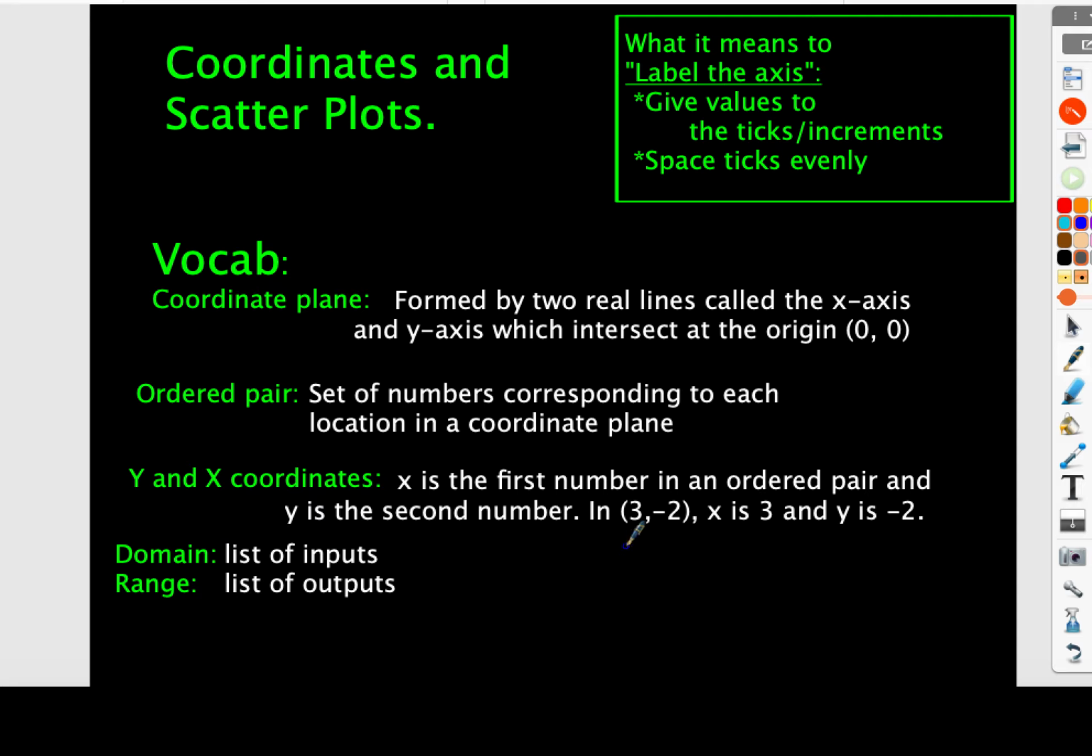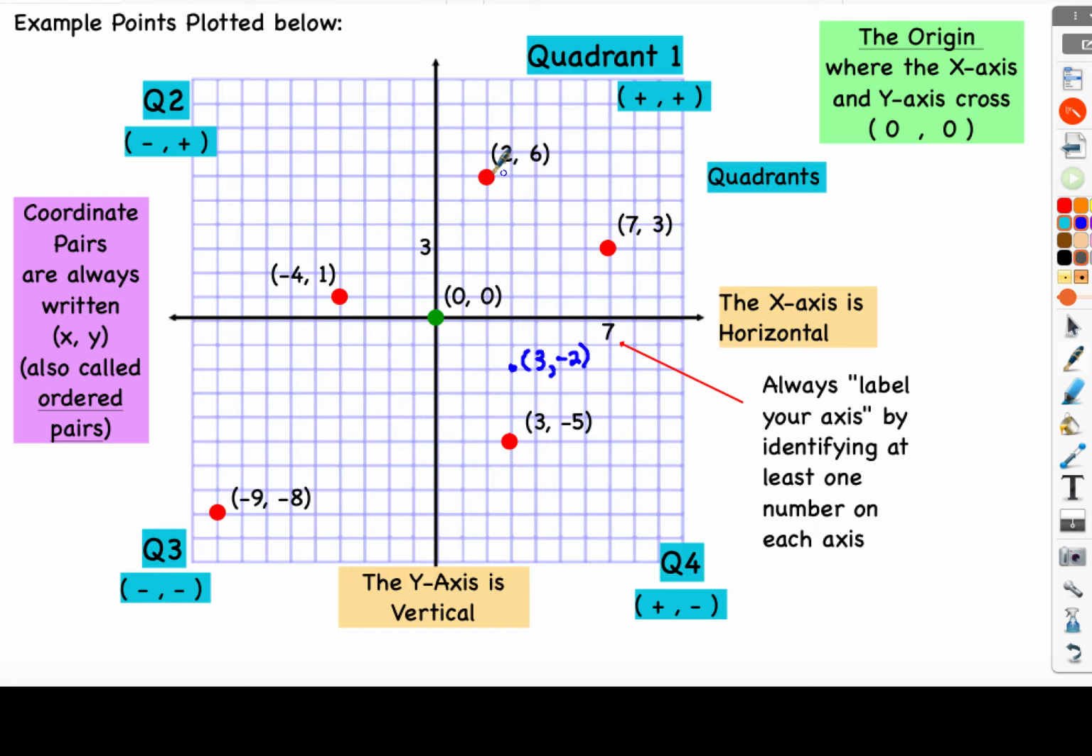The domain is a list of inputs. So right now would be the list of x coordinates, and the range would be the list of outputs, or the range of y coordinates. So again, our domain for the red coordinates on our graph right now would include 2 and 7 and 3, as well as -4 and -9.